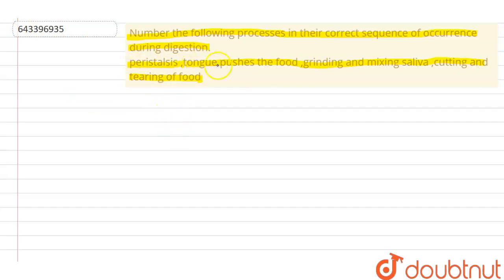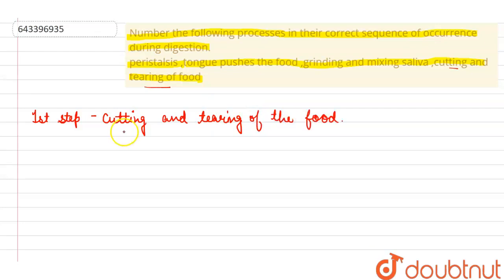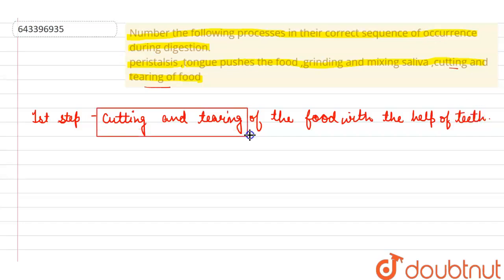Let's discuss. Digestion starts with the cutting and tearing of the food with the help of teeth in the buccal cavity. So the first step will be cutting and tearing of the food. Incisors and canines help in this process of cutting and tearing with the help of teeth. So this is the first step.